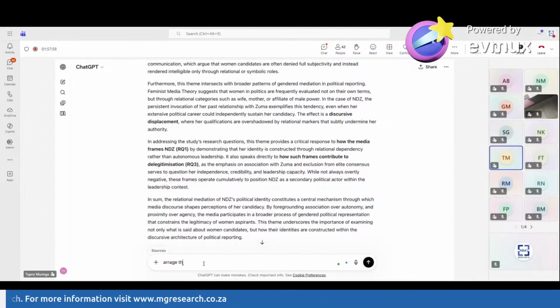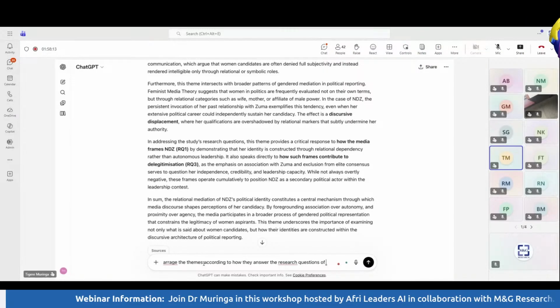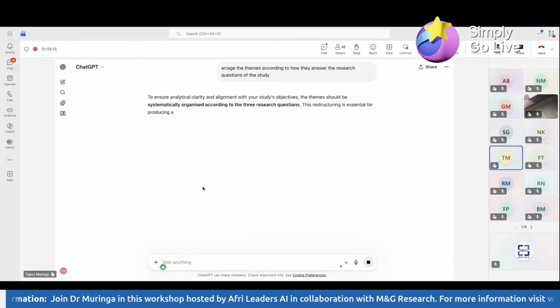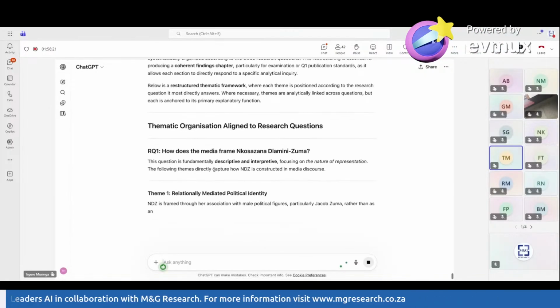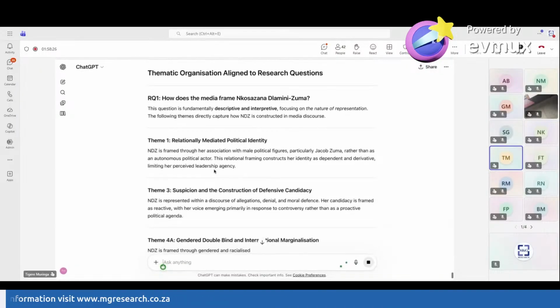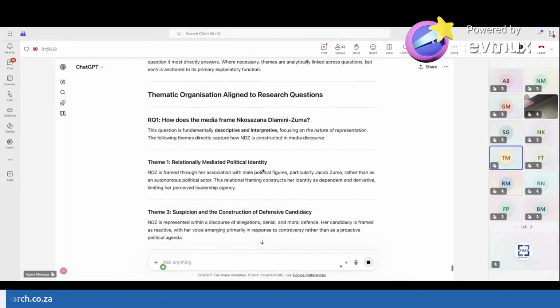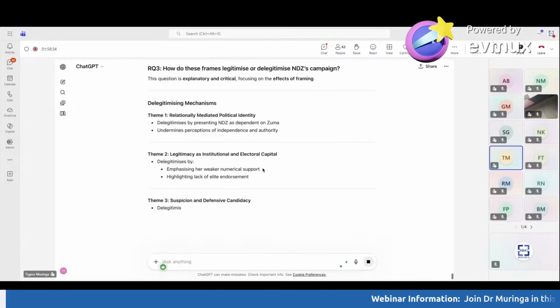arrange themes according to how they answer the research question of the study. Right, this is where we are. We need to look at how they answer each research question. Thematic organization: theme 1, theme 3, theme 4A, they're answering research question number 1. So all these themes here, then you begin to do your analysis, etc.